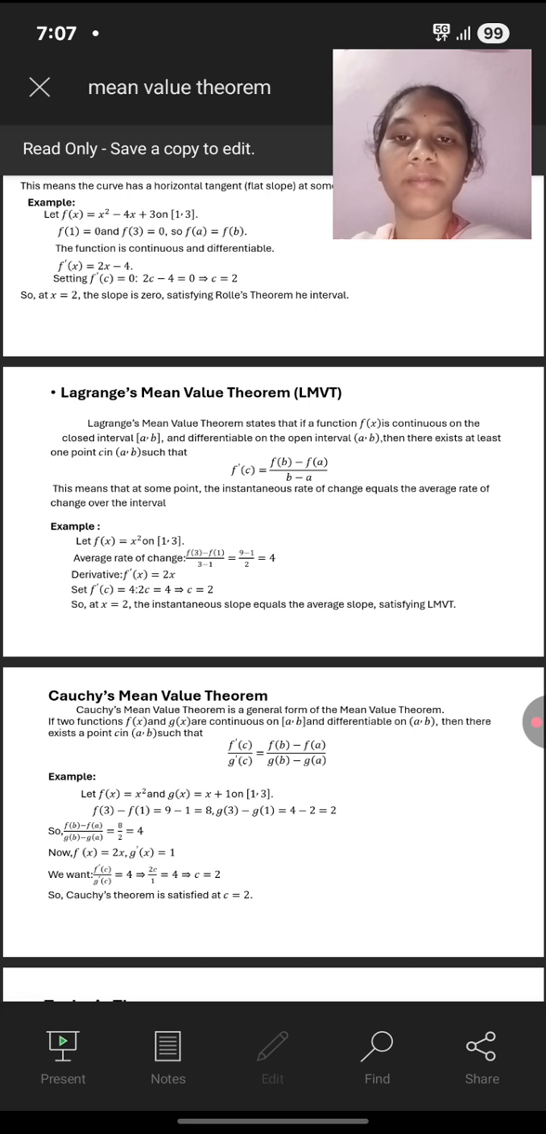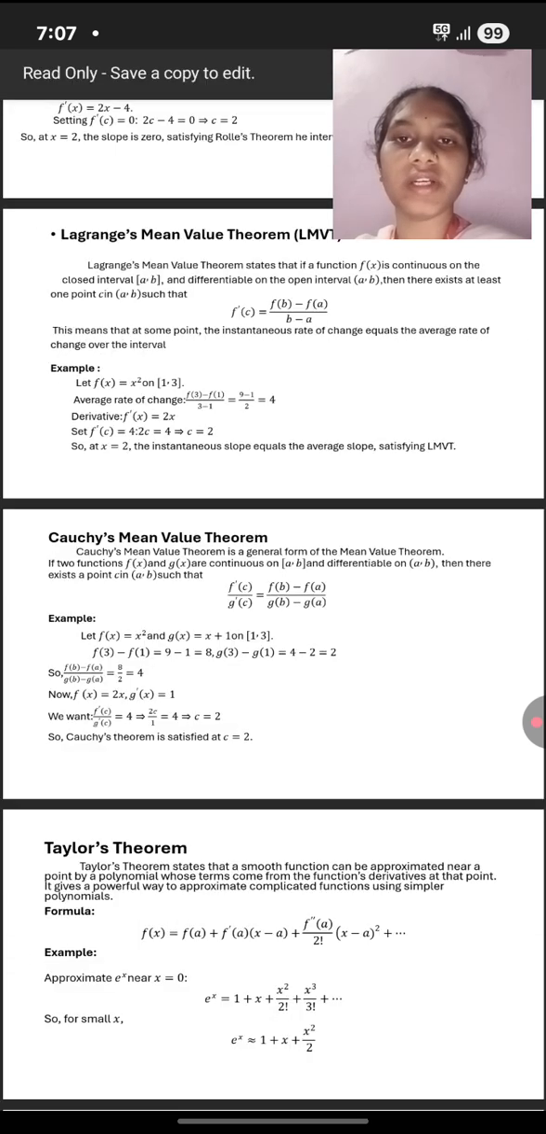Lagrange's mean value theorem. Lagrange's mean value theorem states that if a function f(x) is continuous on the closed interval [a, b] and differentiable on the open interval (a, b), then there exists at least one point c in (a, b) such that f'(c) = (f(b) - f(a))/(b - a). This means that at some point the instantaneous rate of change equals the average rate of change over the interval.